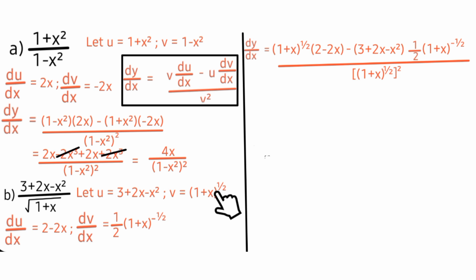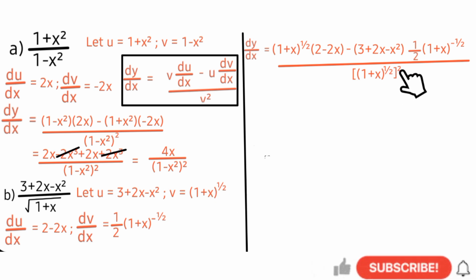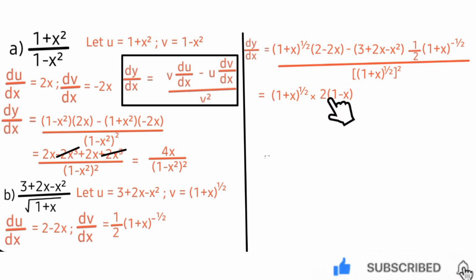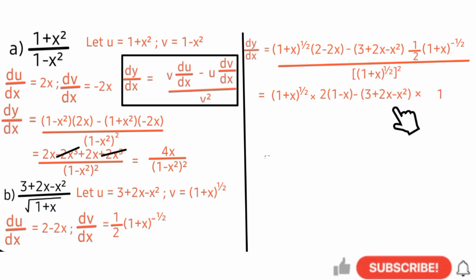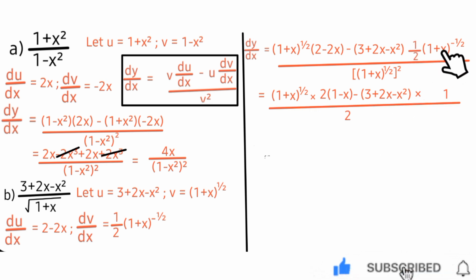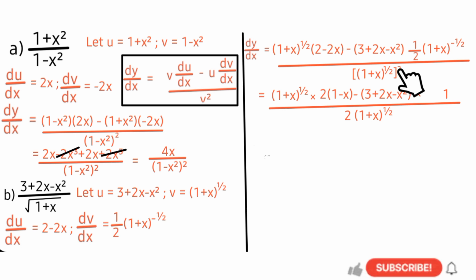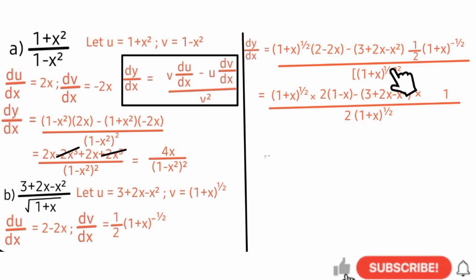We have this as the value of v, so we have to square it according to our formula. 2 is a common term here, so when we remove 2 from here, we are left with 1. After removing 2 from here, we are left with minus x, minus 3 plus 2x minus x squared times 1 over 2. Bringing 1 plus x raised to power minus 1 over 2 down changes to a positive 1 plus x raised to power 1 over 2. When this 2 here divides this 2, the power of 1 plus x becomes 1.